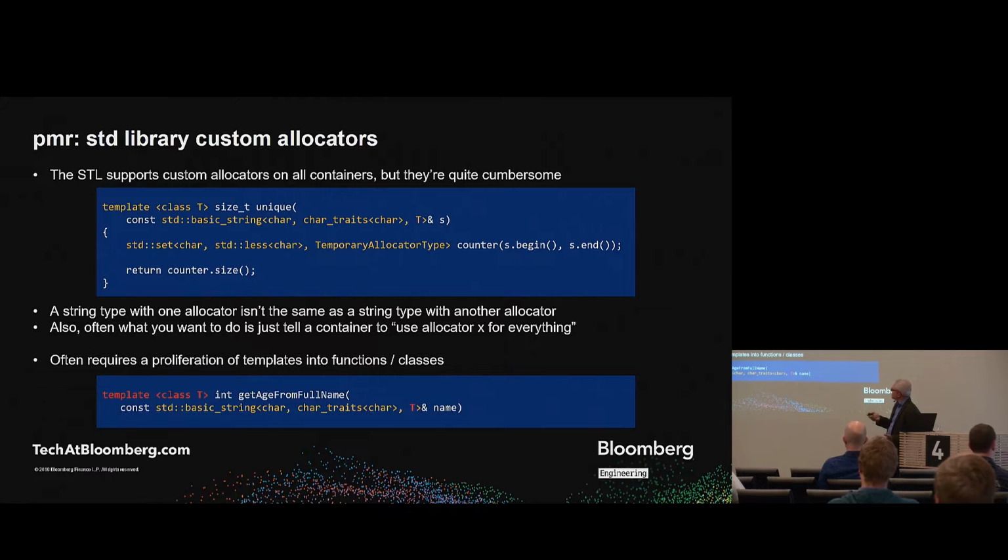And some of the problems are, once you start to do this, if you have two different custom allocators, a string type declared with one allocator is a different type from one declared with another allocator, which is annoying. Often what you just want to do is say, here's a container, use this allocator for everything inside you, and it can be tricky to do that. Also, you end up proliferating template arguments all the way down into your functions because you're now dealing with all these custom types everywhere.